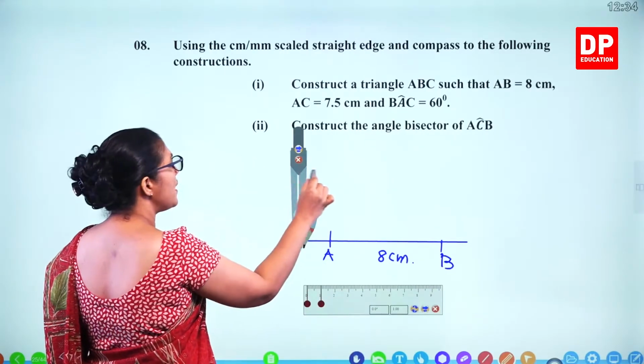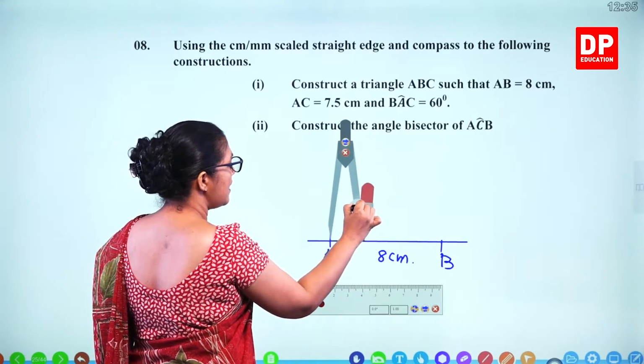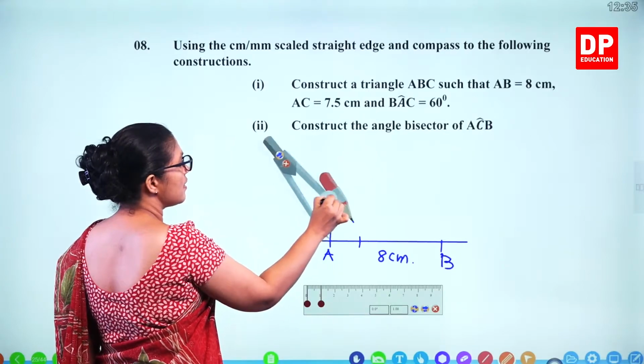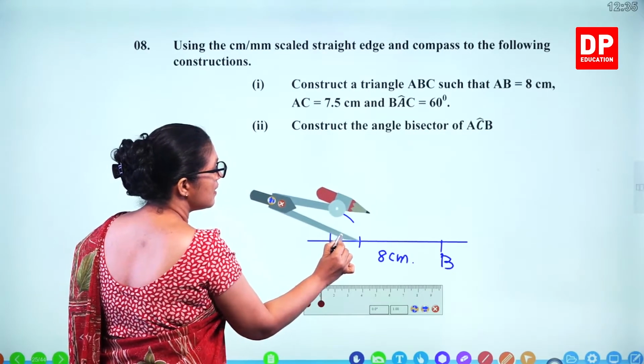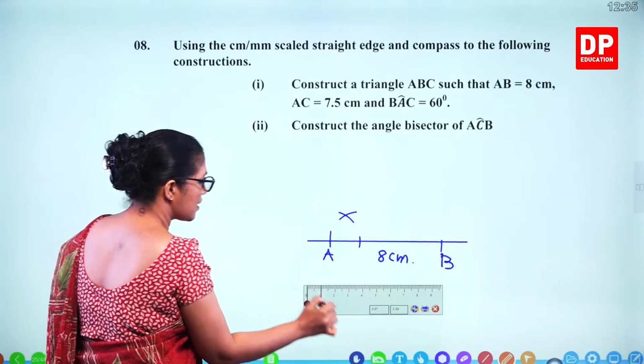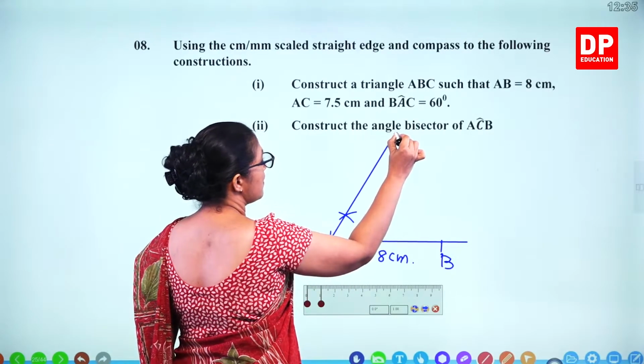BAC is 60 degrees. The angle at A is 60. So take the compass and we can construct a 60 degree angle. Take any length, draw an arc here, an arc in the middle like this and keep it here, and you can construct the 60 degree angle first. Now this is the 60 degree angle.